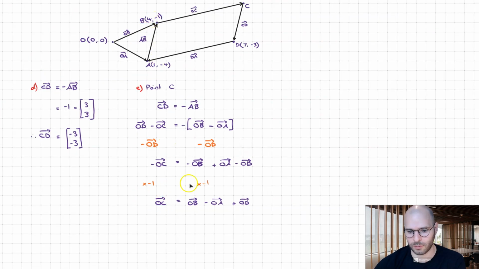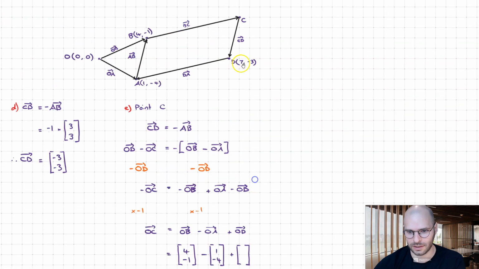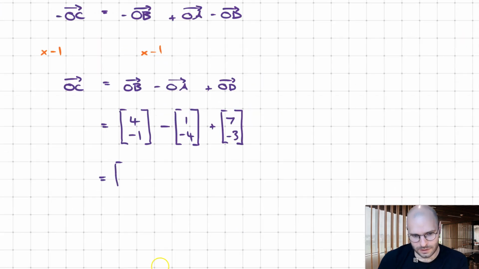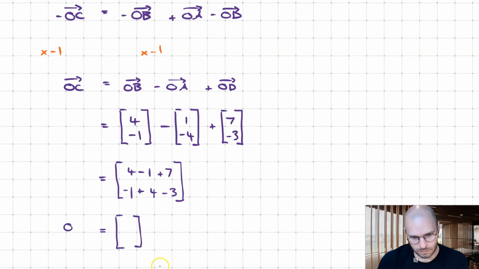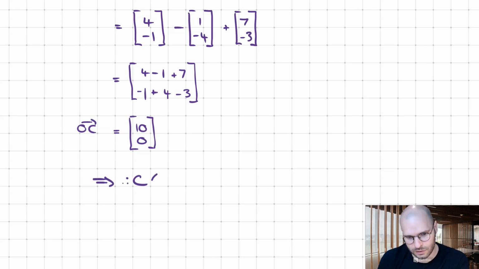So OB is 4 minus 1, OA is 1 and minus 4, OD is 7 and negative 3. This gives us the expression 4 take 1 plus 7, and then minus 1 plus 4 take 3. The top line is going to give us 10. The bottom line is going to give us 0. So what we discover is that the way in which we get from the origin to point C is using the direction vector 10, 0. So therefore, what we discover is that point C is going to be at 10, 0.